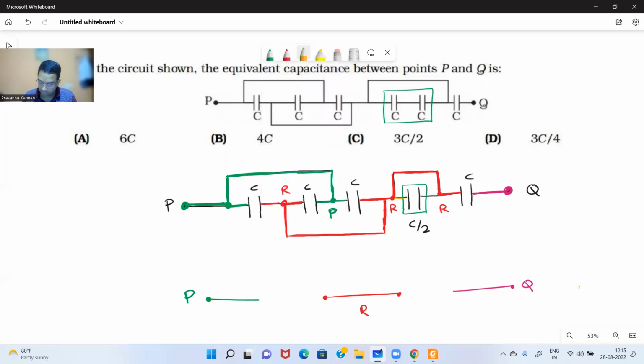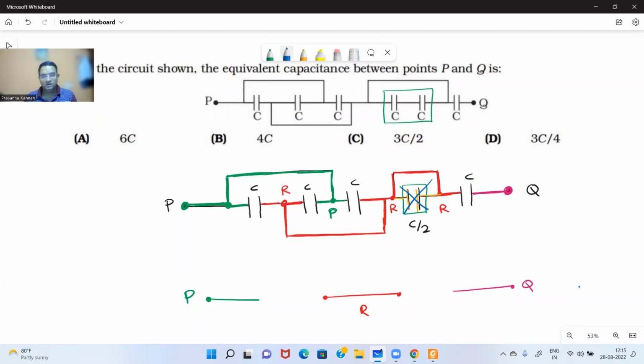Now, what can you say about this capacitor, the one I have marked with yellow? It is connected between which points? Between R and R. So what can you say about it? It can be removed, sir, because there will be no charge stored in it. So I can remove it from the circuit. Very good, that's all.